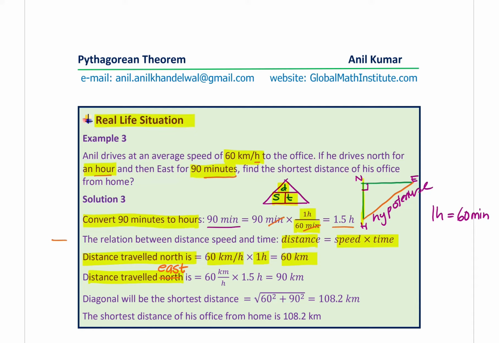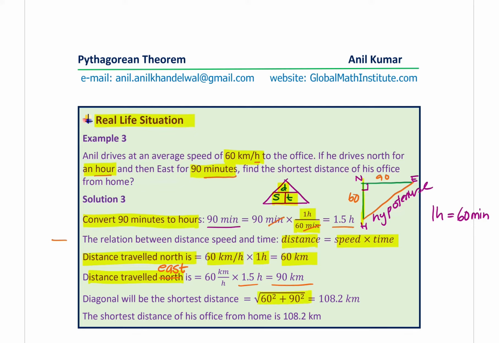The speed is the same, 60 kilometers per hour. However, the time is 1.5 hours. So that gives us 90 kilometers. So we have this distance as 90, this distance as 60. To find the hypotenuse, we'll apply the Pythagorean theorem.